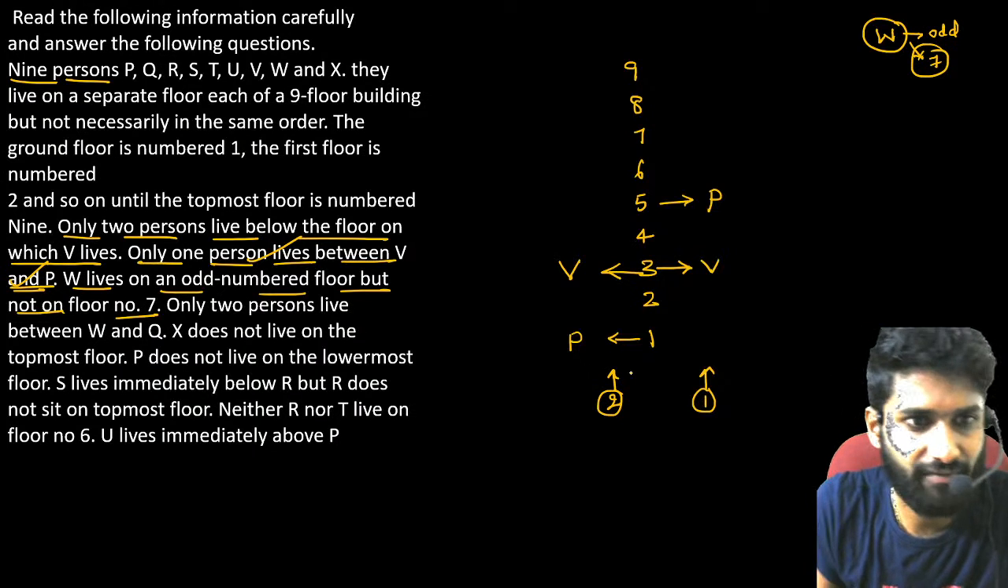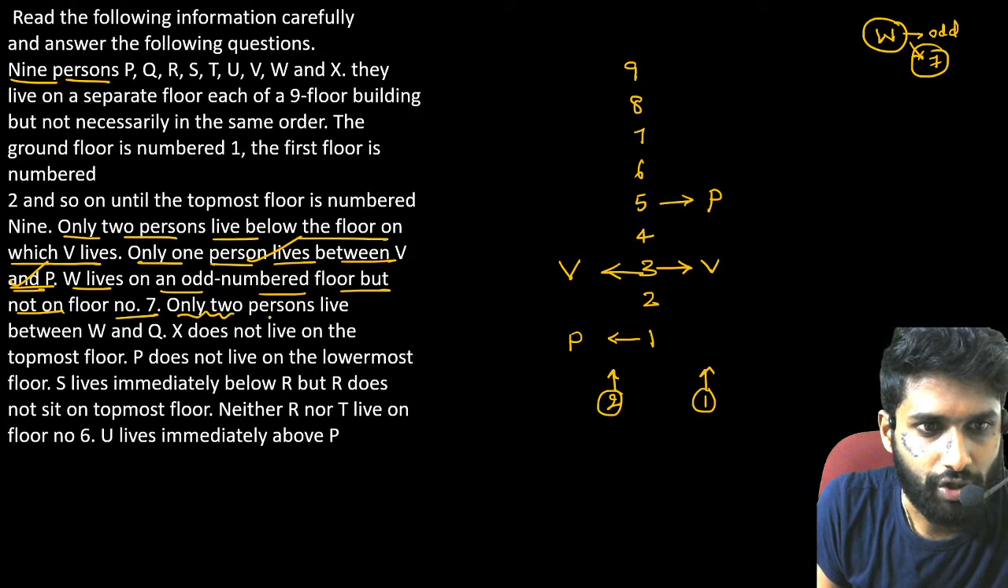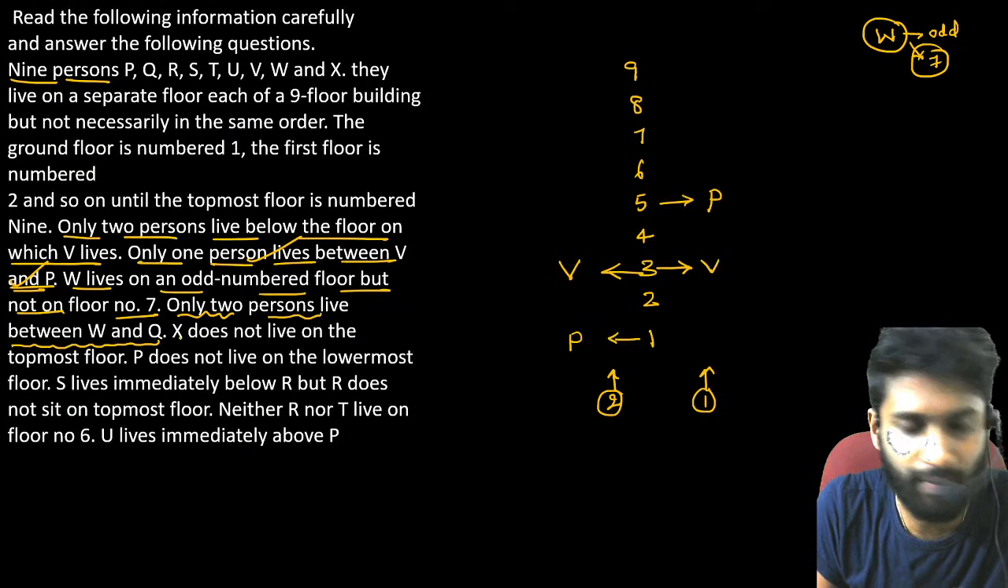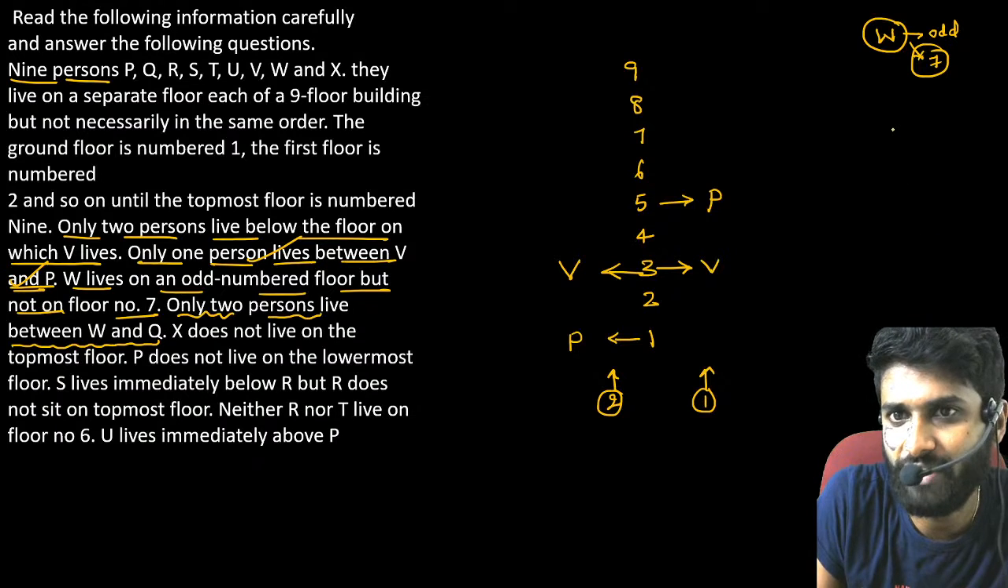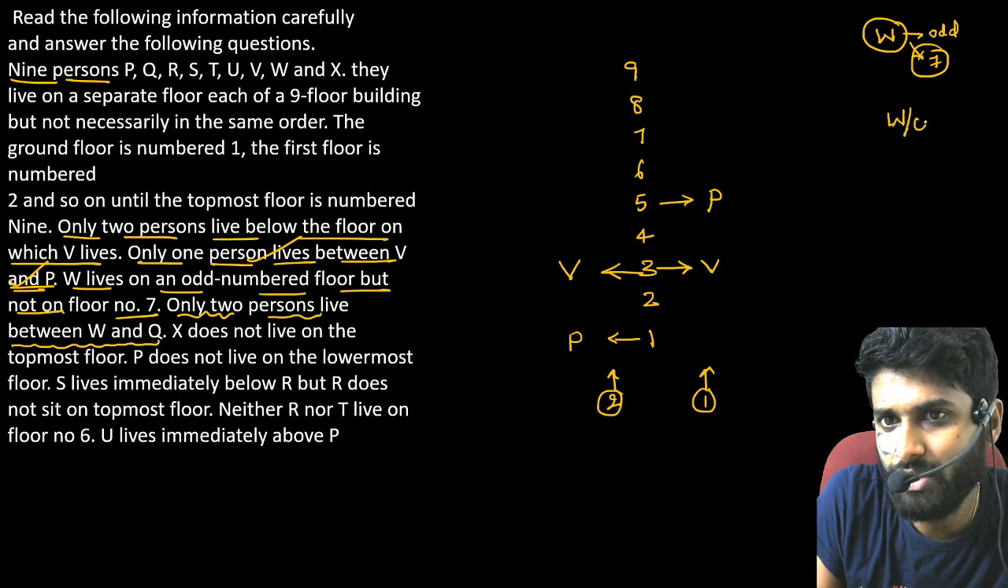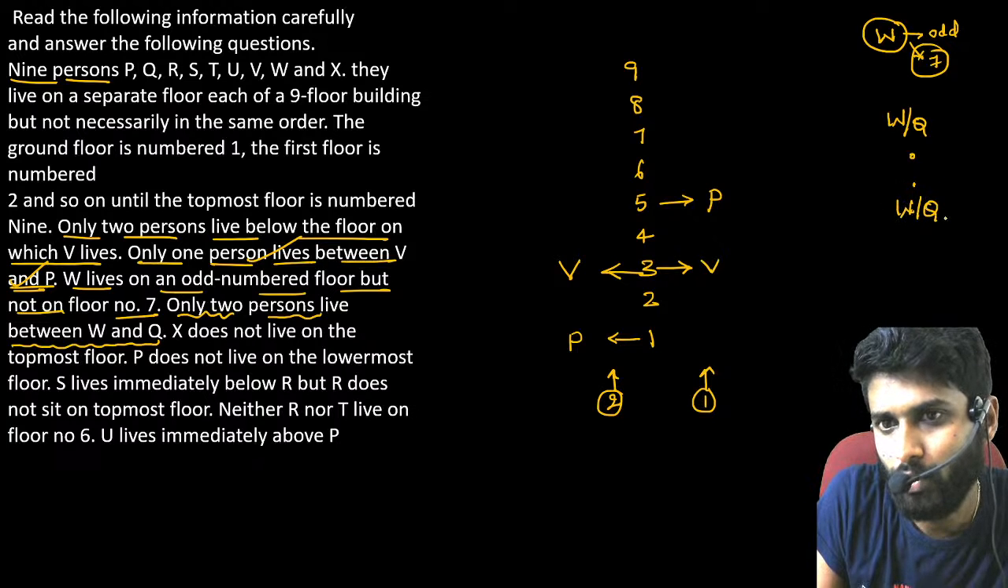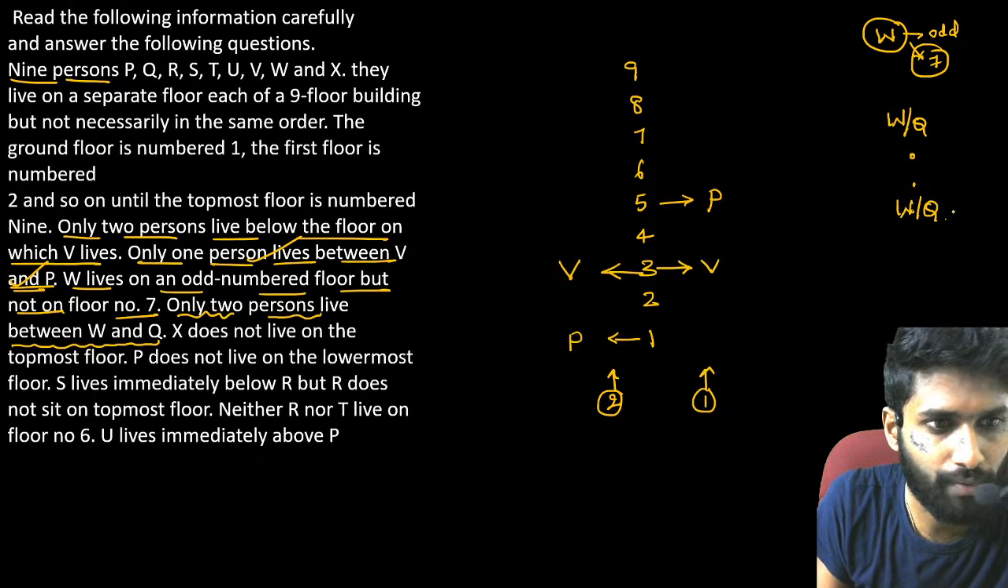See that, what is the next information? Only 2 persons live between W and Q. We don't know where we can place W and Q.